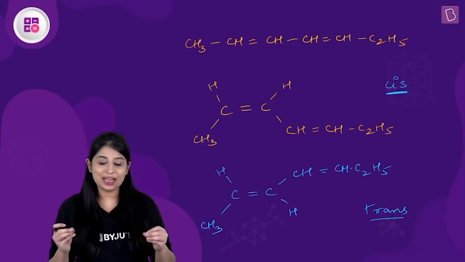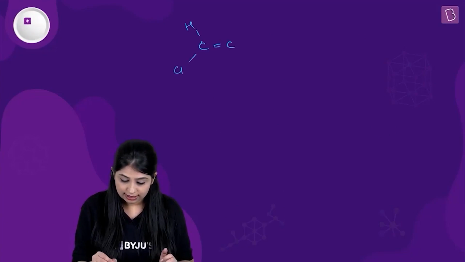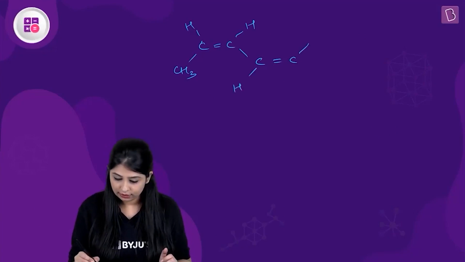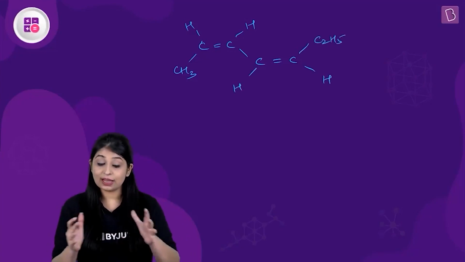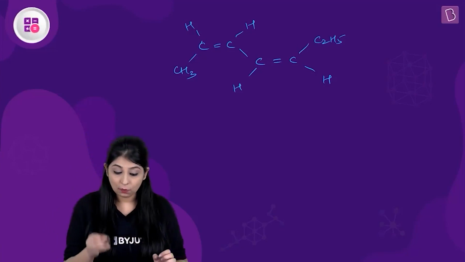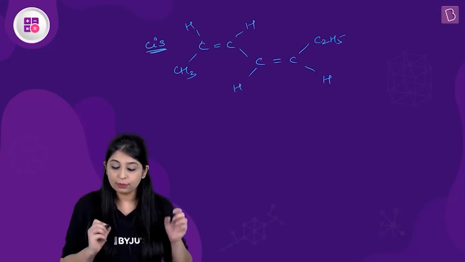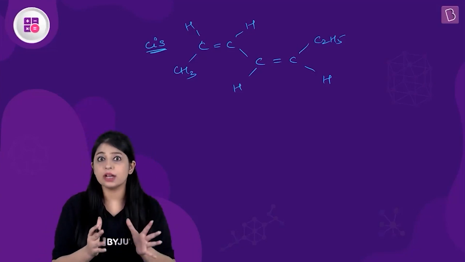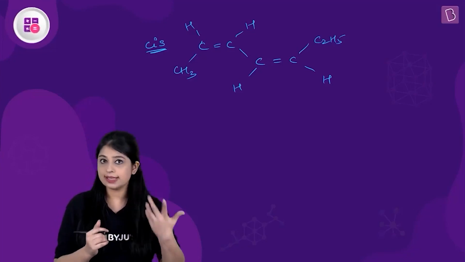Now what about the second double bond? Let's have a look. So here we have C double bond C, H, CH3, H, C double bond C, H. Here also we have C2H5 and H. So now we are focusing on the second double bond. The first double bond is cis. Or I should say the arrangement around the first double bond is cis arrangement.